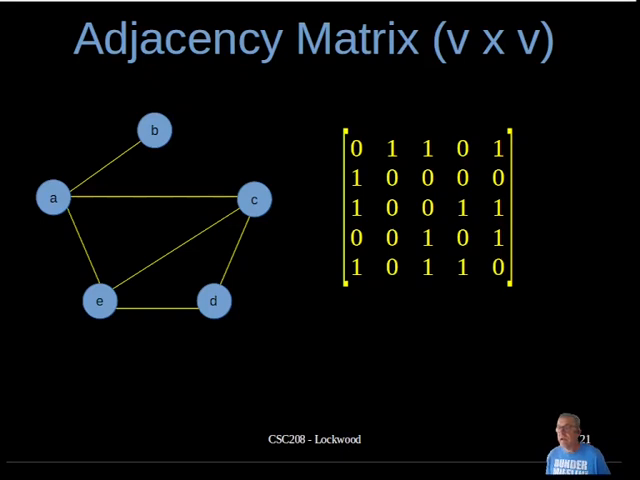And for example, we can see that in the first row, second column, so that corresponds to AB, there's a 1, indicating that there's an edge there. Similarly, in the first column, second row, there is also a 1. That also is indicating the same edge, AB. And if you study this, you'll find that all the edges are described in this matrix.